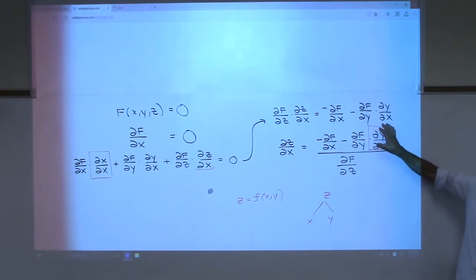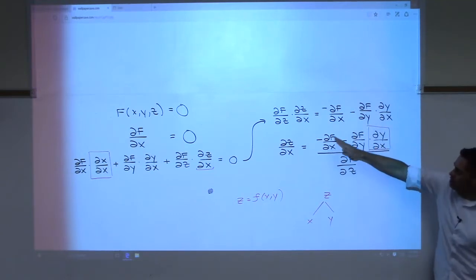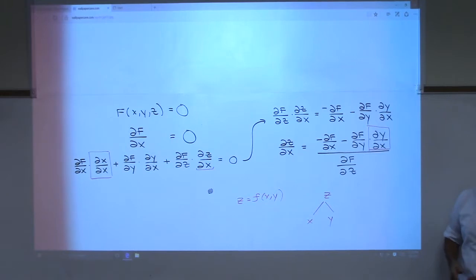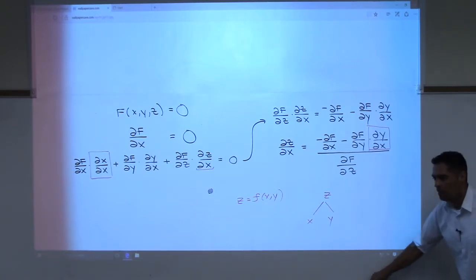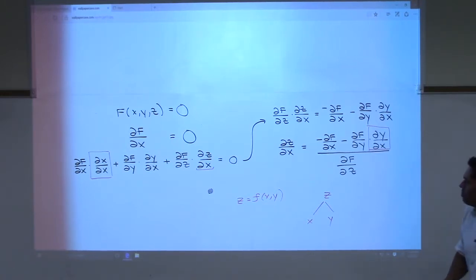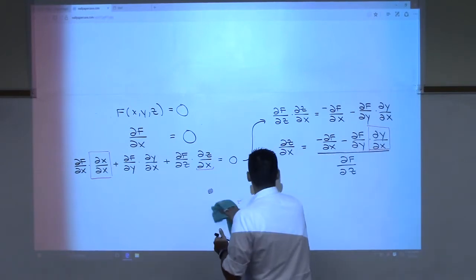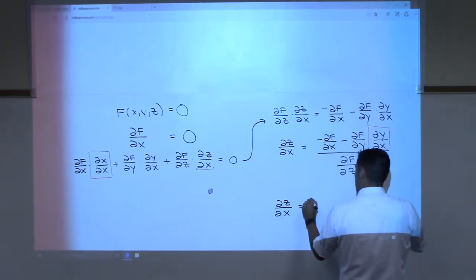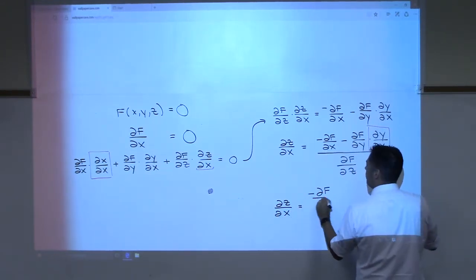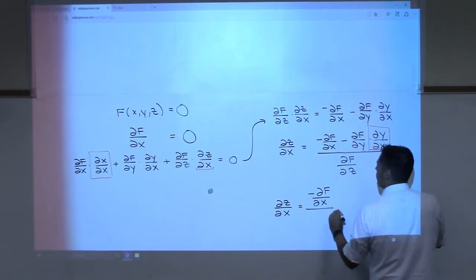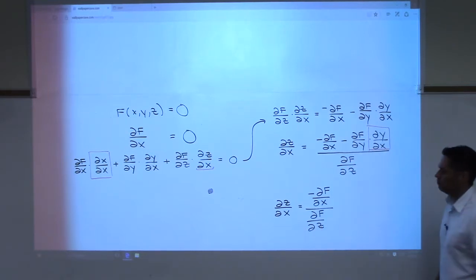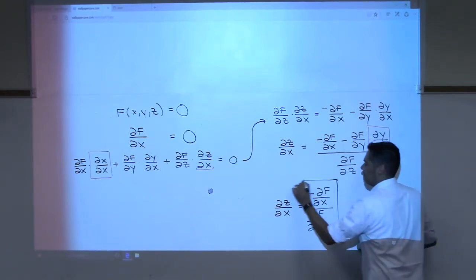So this should zero out. And if this zeroes out, it's just this over this. That's a little tricky subtlety, but that's where we get our final formula from. Is that where you get negative dz over dx? Well, here's our formula. Our formula is that the partial of z with respect to x is equal to negative partial of capital F with respect to x over partial of capital F with respect to z. That's it. This is the big one right here.